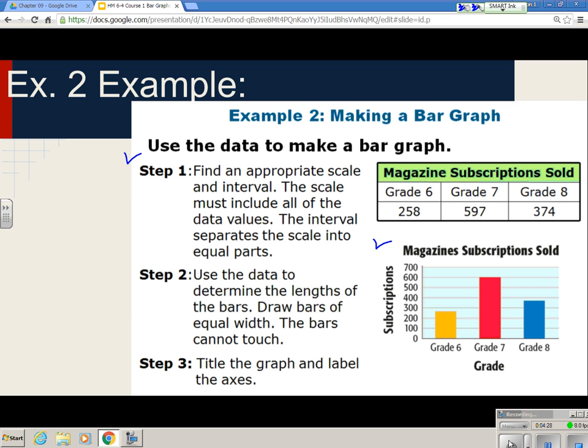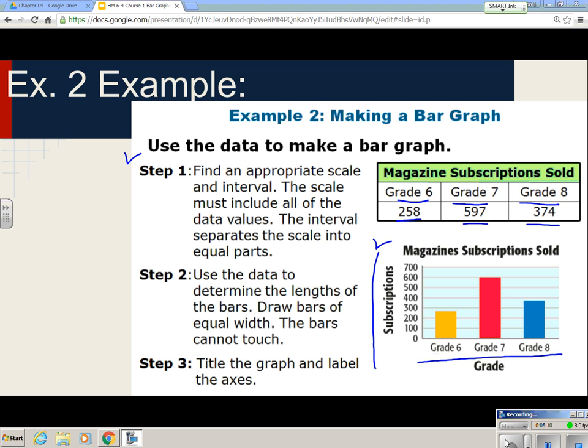So first you find the important information that you can see in the intervals. So we see the intervals are 6th grade, 7th grade, and 8th grade. So those are going to go along our x-axis. Along with those intervals, we have to look at the numbers and say, okay, how are we going to make the y-axis separate? And I picked 100 here for each one. So we make 0, 100, 200, 300. Even though we have 258, 597, 374, we're just going to have to be as close as we can to those. So once that's done, I draw on the x-axis, the y-axis, and then I picked different colors to show the bars.